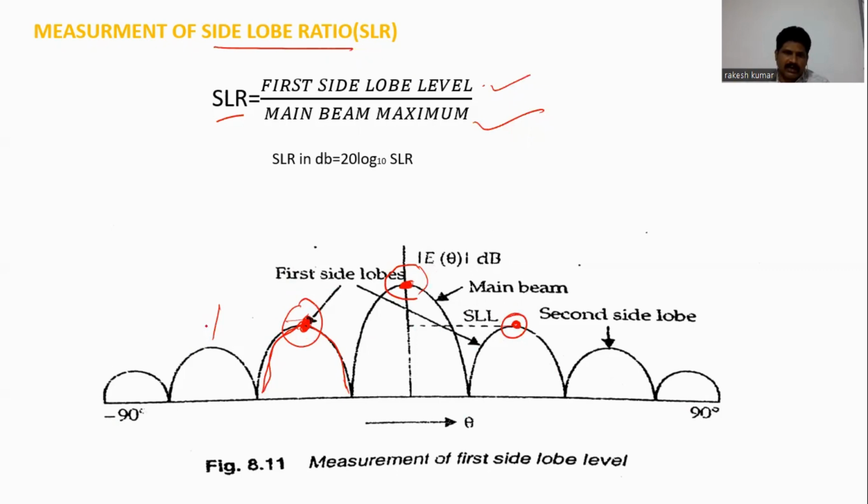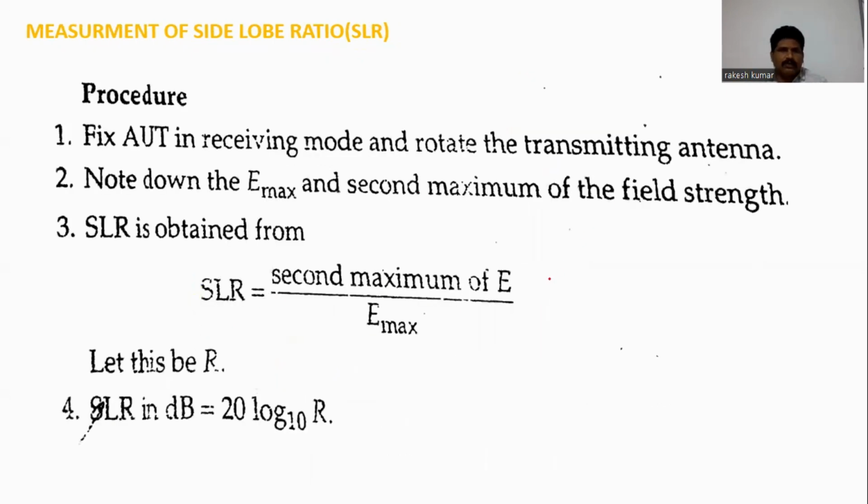This is the second side lobe, this is the third side lobe. So SLR is the ratio of the first side lobe to the main beam maximum. Simply fix the receiver, rotate the transmitting antenna, and note the E max. So E max by E is nothing but R. SLR in dB is equal to 20 log base 10. So this is how you can measure the side lobe ratio.